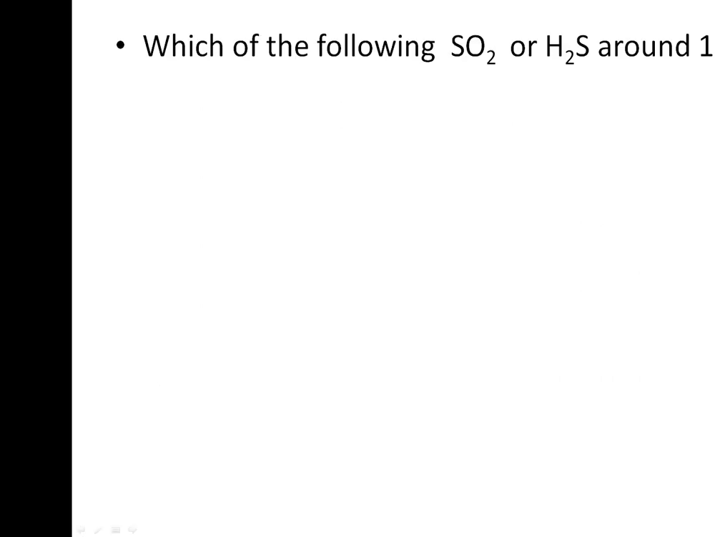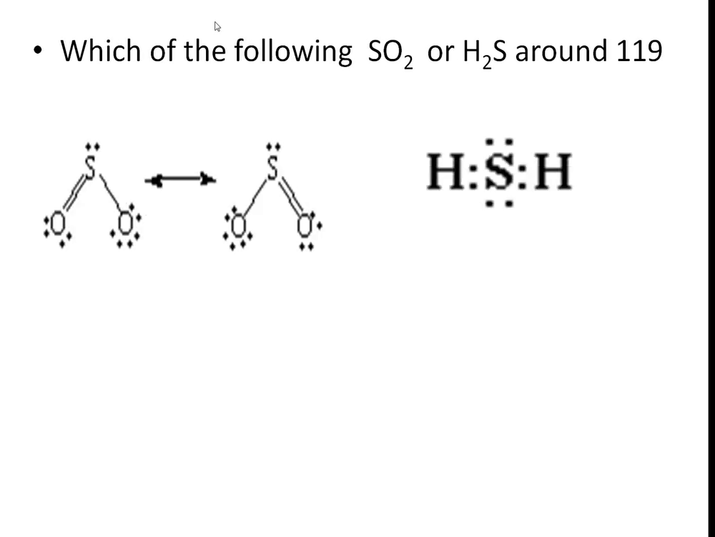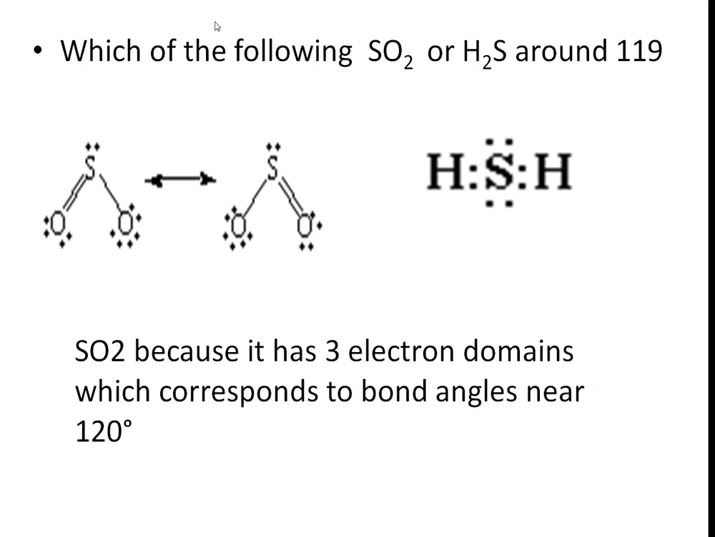Which of the following, SO2 or H2S, is around 119? As you can tell by the structures, it is SO2 because it has 3 electron pair domains, which corresponds to the bond angles near 120, as you can tell right here.